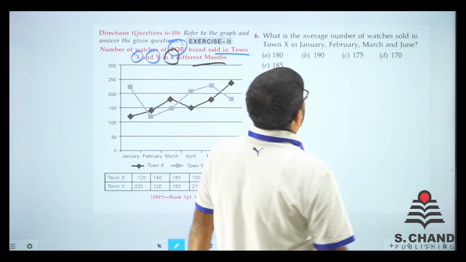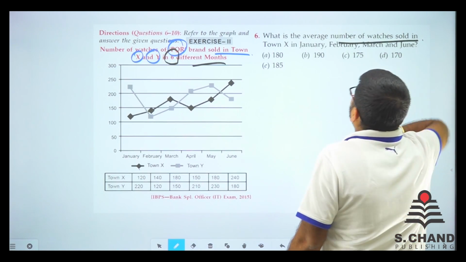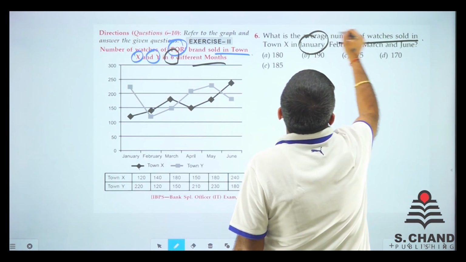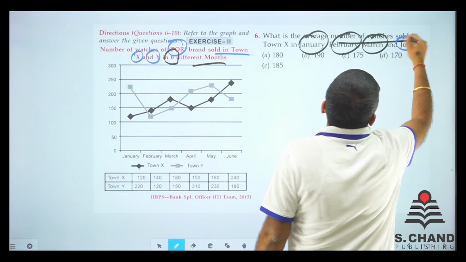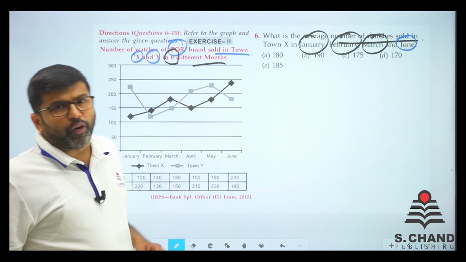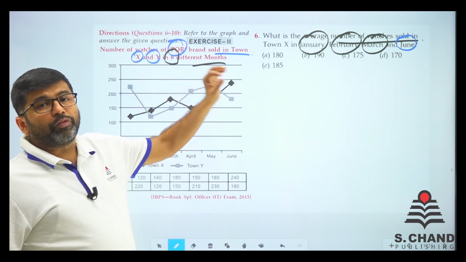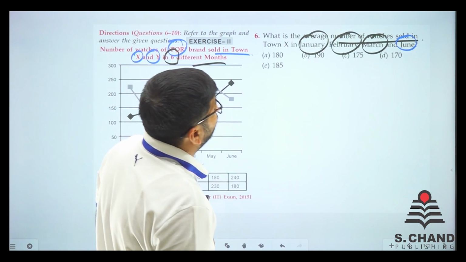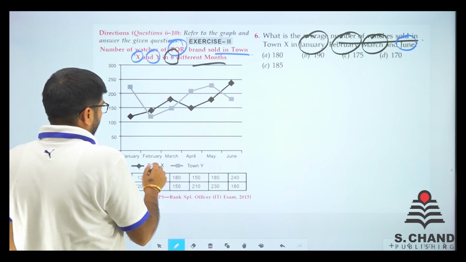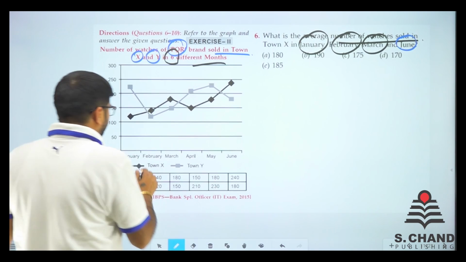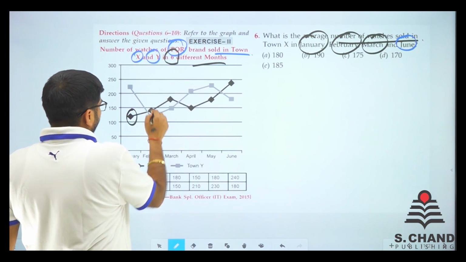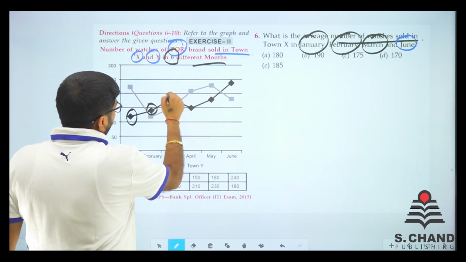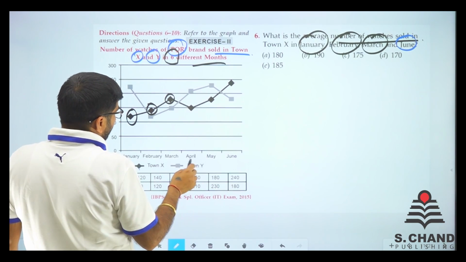Now what is the average number of watches sold in town X in January, February, March and June? So we need the average formula. We need to find the data from this. We take January, February, March and June, and the town is town X.